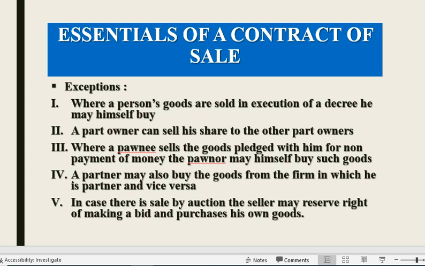A partner may also buy goods from the firm in which he is a partner, and the firm could also buy goods from a partner. In case of a sale by auction, the seller may reserve his right to make a bid at the auction, and he could also purchase his own goods.